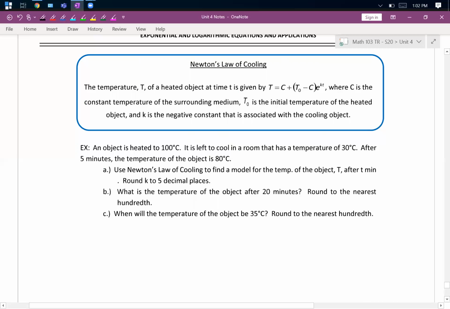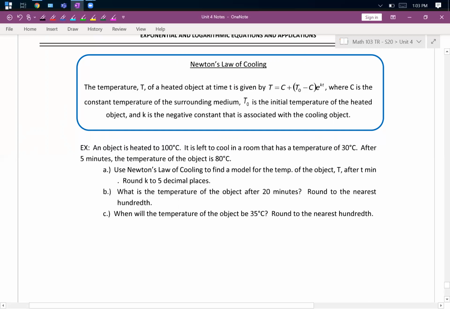The temperature T of a heated object at time little t is given by T equals C plus T sub 0 minus C times e to the kt power, where C is the constant temperature of the surrounding medium, T sub 0 is the initial temperature of the heated object, and k is the negative constant that's associated with the cooling object. So t is the time, not the initial time.